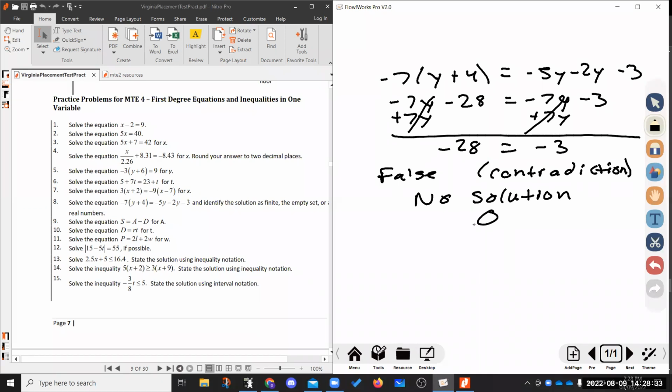No solution is the same thing as the empty set right there. That's where it says the empty set. For all real numbers, it would be if it's always true. It would have a finite solution set, like the problems we've done before, if it's a conditional equation, it's only true in certain cases.